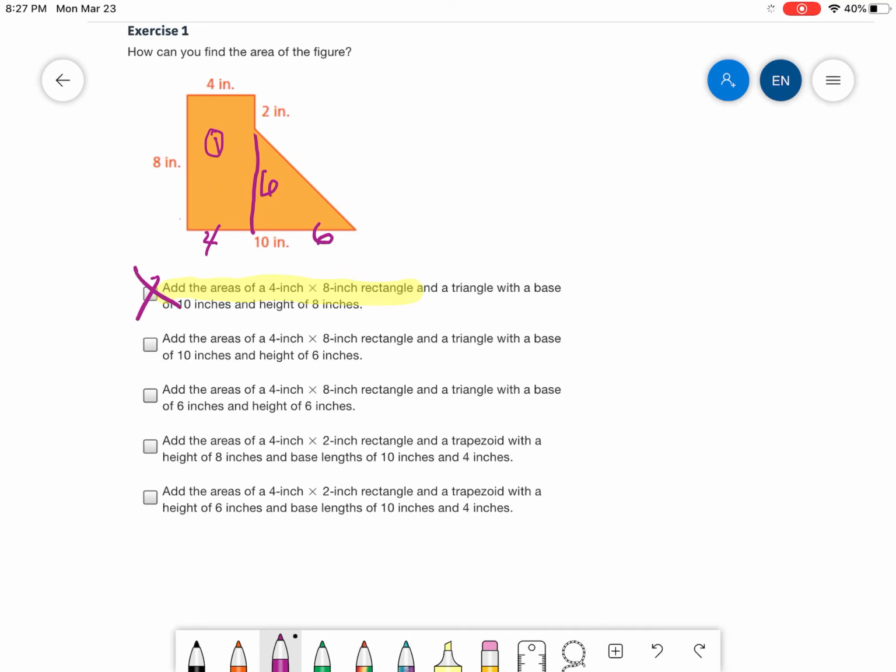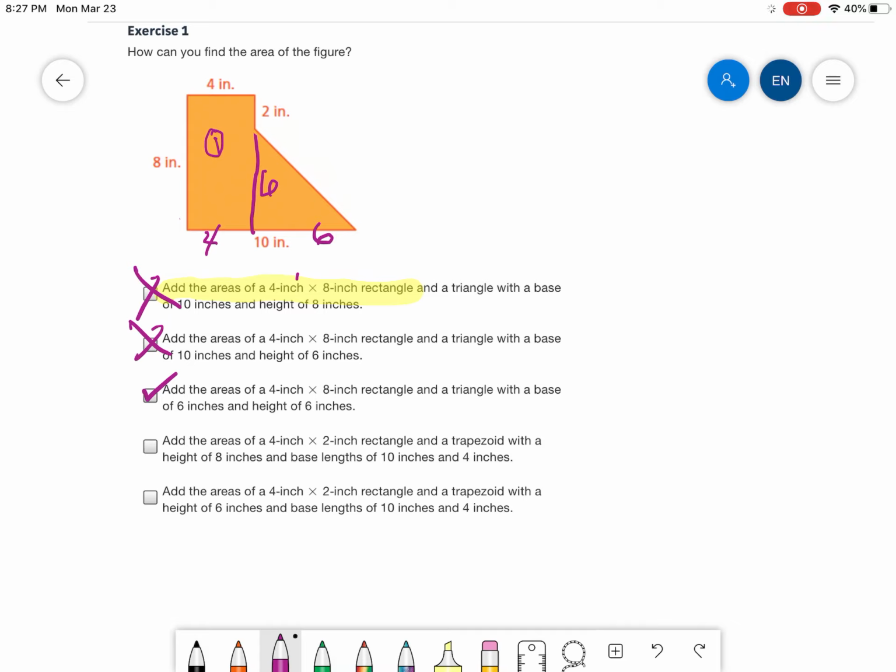Add the areas of a 4-inch by 8-inch rectangle, okay, and a triangle that has a base of 10 inches and a height of 6. Well, no, because we just said that the height and the base were both 6. Add the areas of a 4-inch by 8-inch rectangle and a triangle with a base of 6 inches and a height of 6 inches. Well, sure, that would make sense.